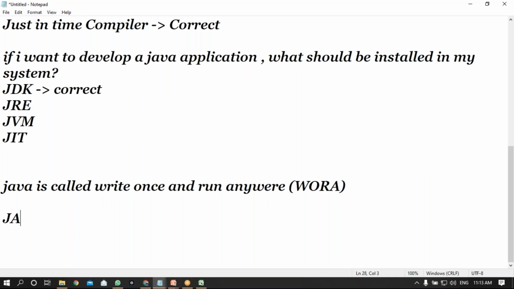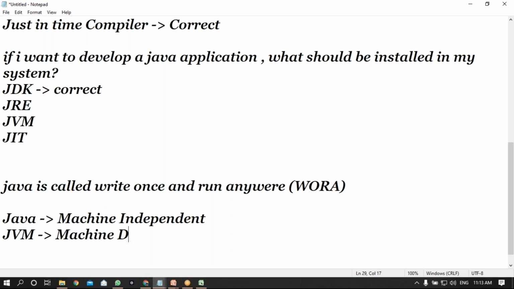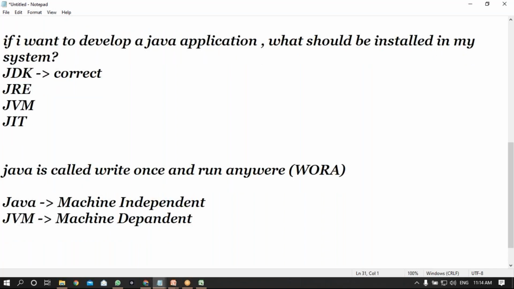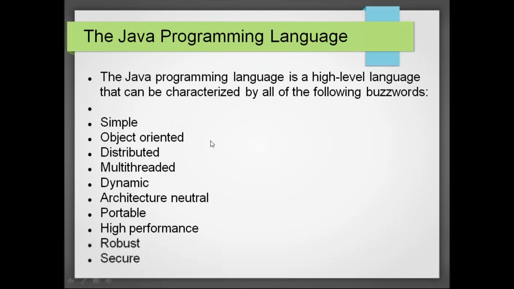Yes. So Java is machine independent, but JVM is machine dependent. So these two are also important questions. You should be aware of them. So that is called architecture neutral. And portable. Portable, I can transfer my file from any system to any system.